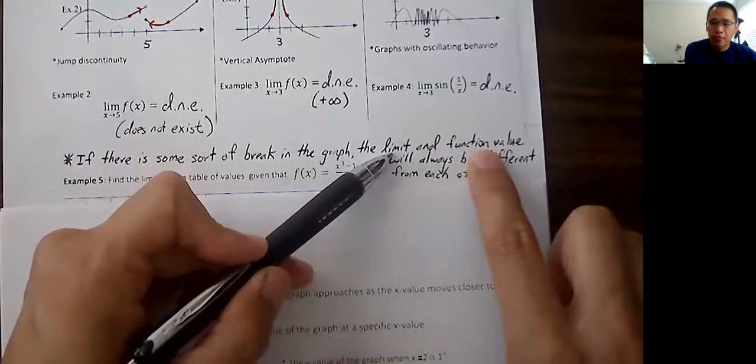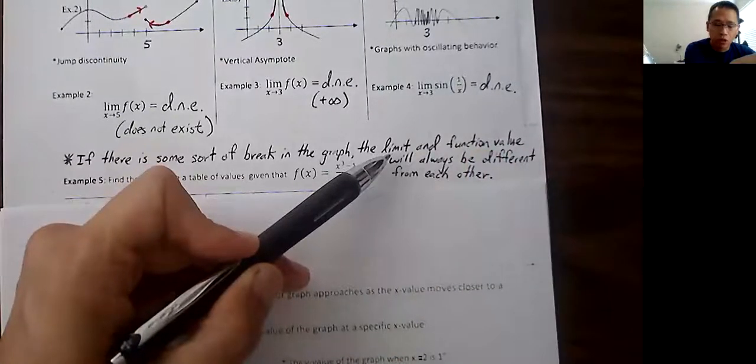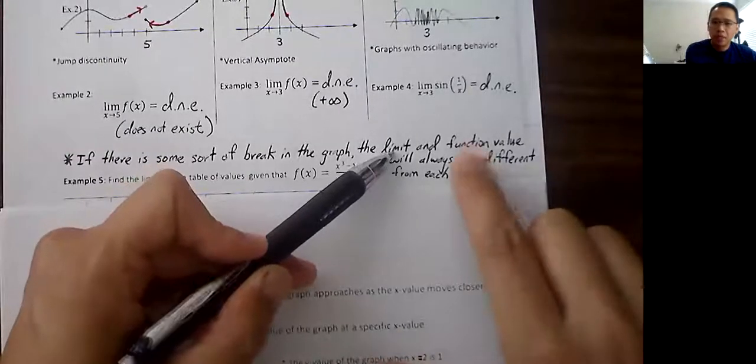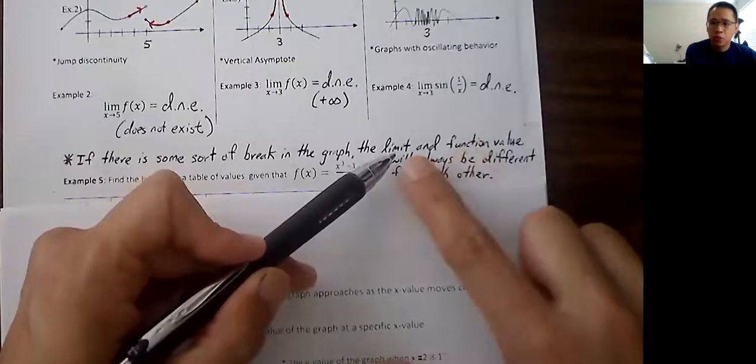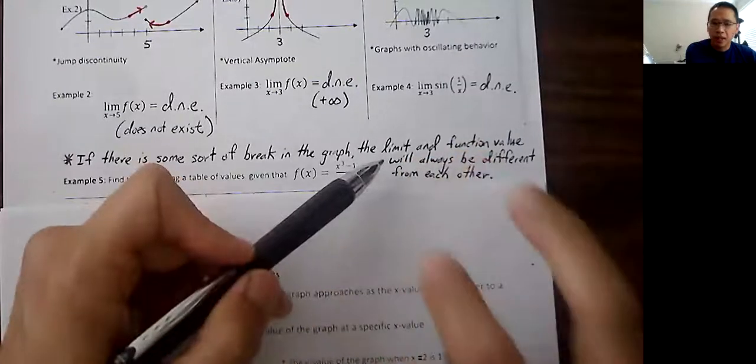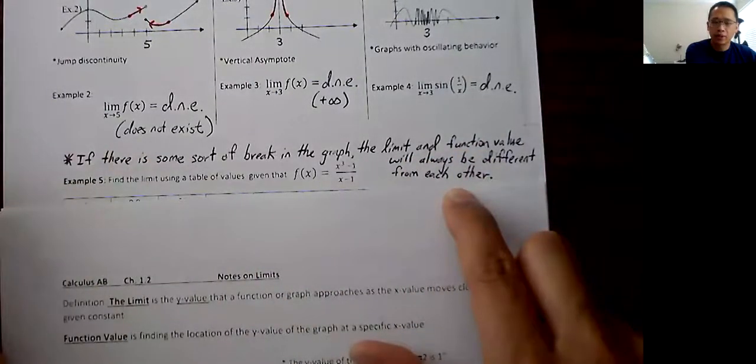Now, if the graph is continuous, if there are no breaks in the graph, it's a nice smooth curve, there are no holes, no asymptotes, no jumps, then your limit and your function value will be one and the same. You're not going to see a distinction between limit and function value unless there's some sort of a break in the graph.